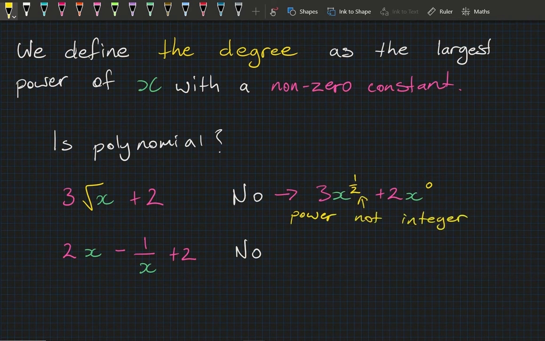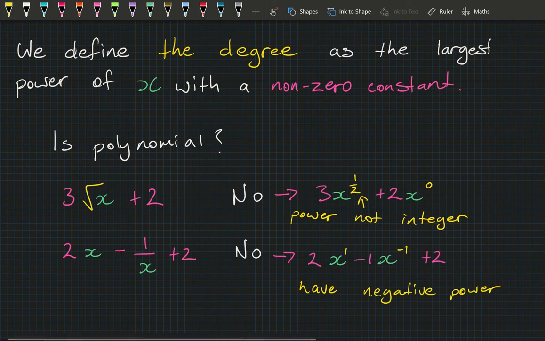And for the second one, that's 2 times x to the 1 minus 1 times x to the minus 1 plus 2. And of course, the reason why this is not a polynomial is that we've got a negative power.